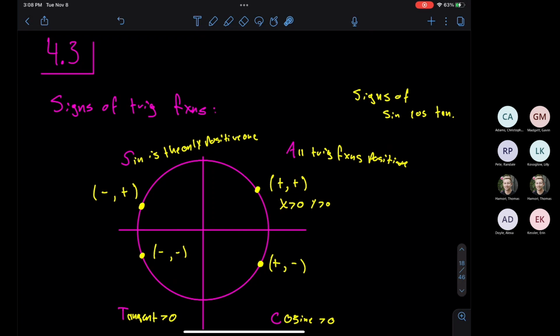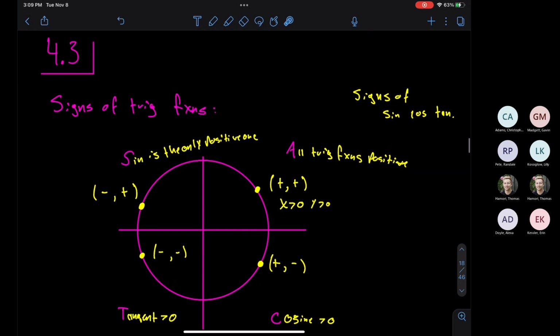You get the idea. If we have a point in the second quadrant, then we know that the x value of this point will be negative, and the y value will be positive. So sine will be positive, but cosine will be negative. That's going to cause tangent to be negative, because positive divided by negative is a negative. So sine's the only positive one.